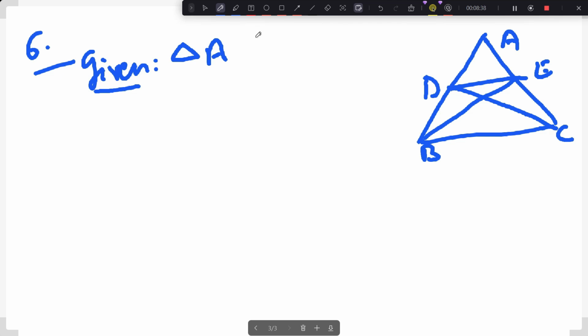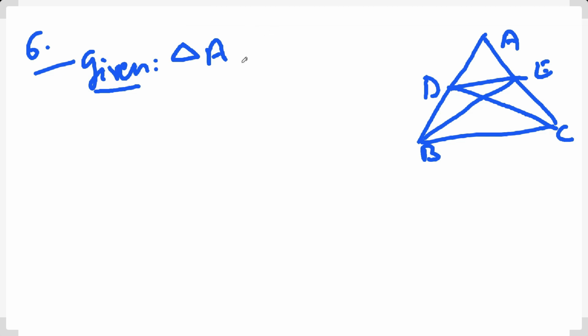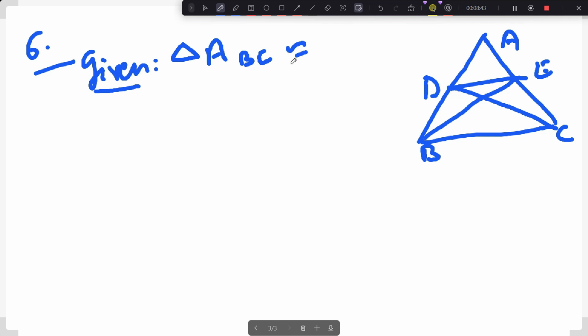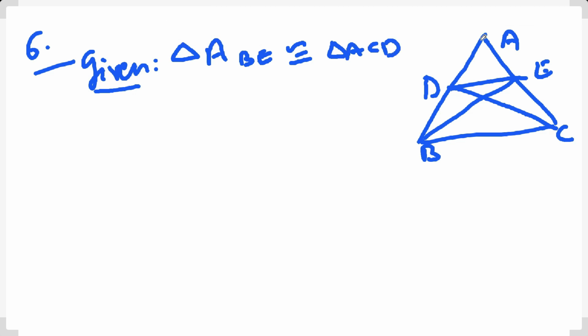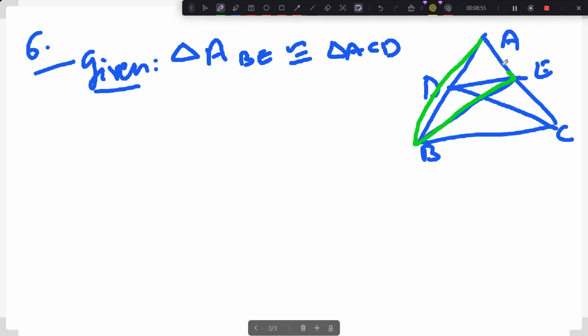Triangle ABE is congruent to triangle ACD, right? Triangle ABE is congruent to triangle ACD, these two triangles.